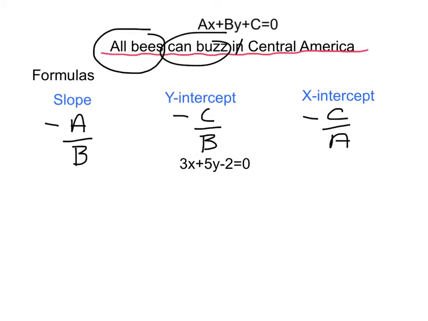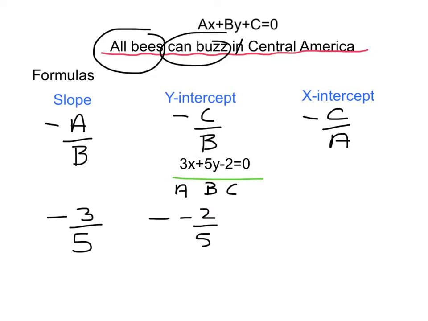Let's put this to work for 3x plus 5y minus 2 equals 0. So let's see if we can find the slope. Well, that's our a, that's our b, and that's our c, so the slope is minus 3 over 5. The y-intercept would be minus c over b, minus negative 2 over 5, which makes it positive 2 over 5. Now, if we need the x-intercept, we don't use it all the time, but it's great in this form that we can find it. It's minus c, which is minus negative 2, over a, so that gives you 2 over 3. Now, you're probably wondering, what can I do with these numbers? Well, you can take any two of these and draw the graph.